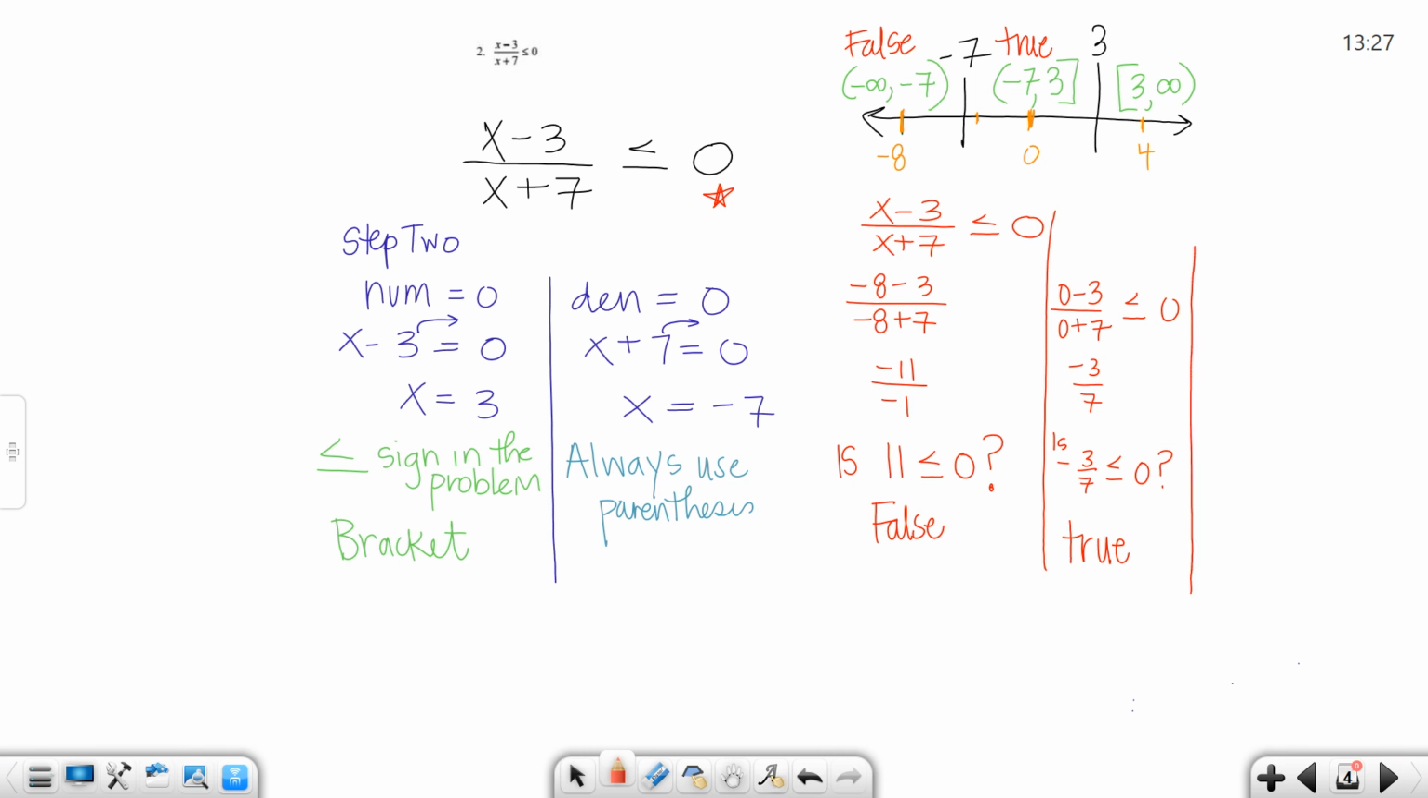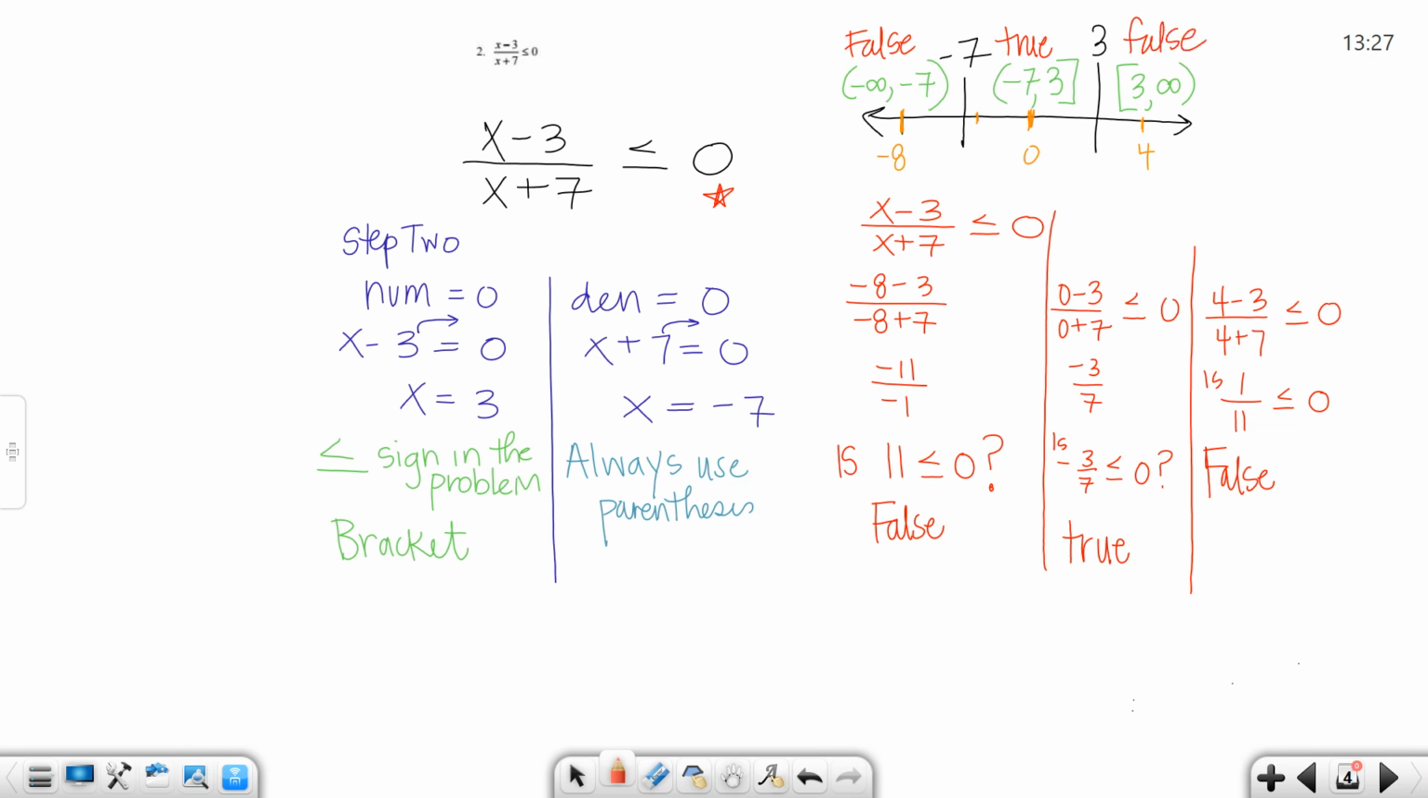Lastly, we'll plug in the number 4. 4 minus 3, 4 plus 7. That gives me 1 over 11. Now 1 over 11 is a really small number, but it is positive. So is a positive number less than 0? No, it is not. So this part is false.